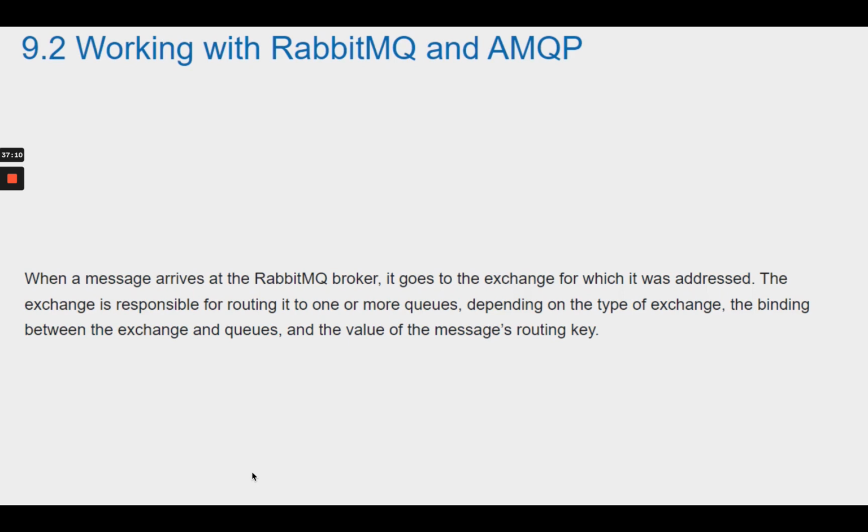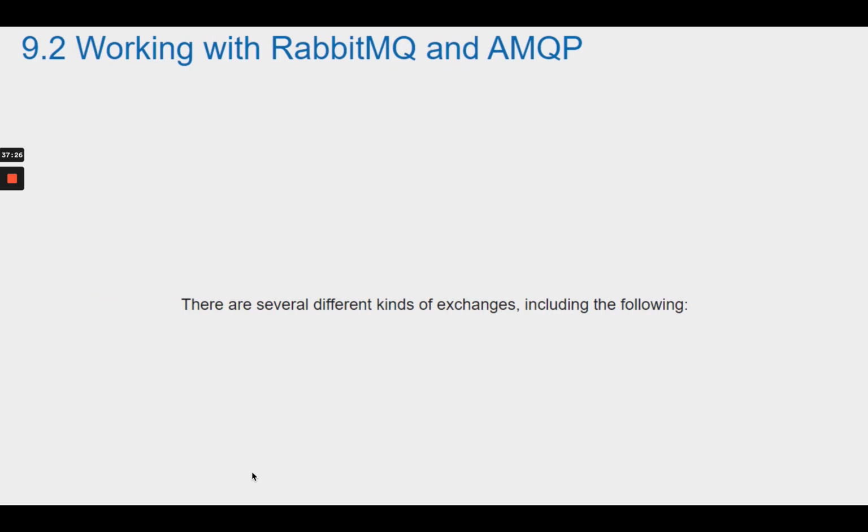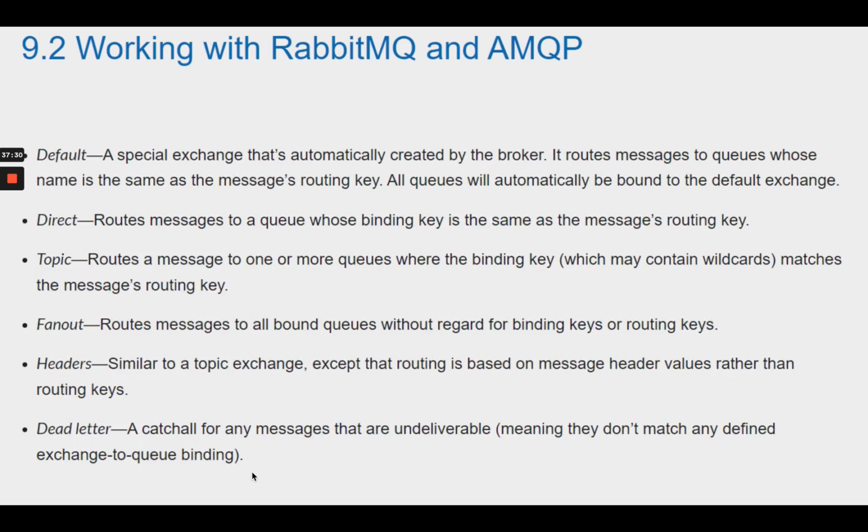When a message arrives at the RabbitMQ broker, it goes to the exchange for which it was addressed. The exchange is responsible for routing it to one or more queues, depending on the type of exchange, the binding between the exchange and queues, and the value of the message's routing key. There are several different kinds of exchanges, including the following. Default, a special exchange that's automatically created by the broker. It routes messages to queues whose name is the same as the message's routing key. All queues will automatically be bound to the default exchange.